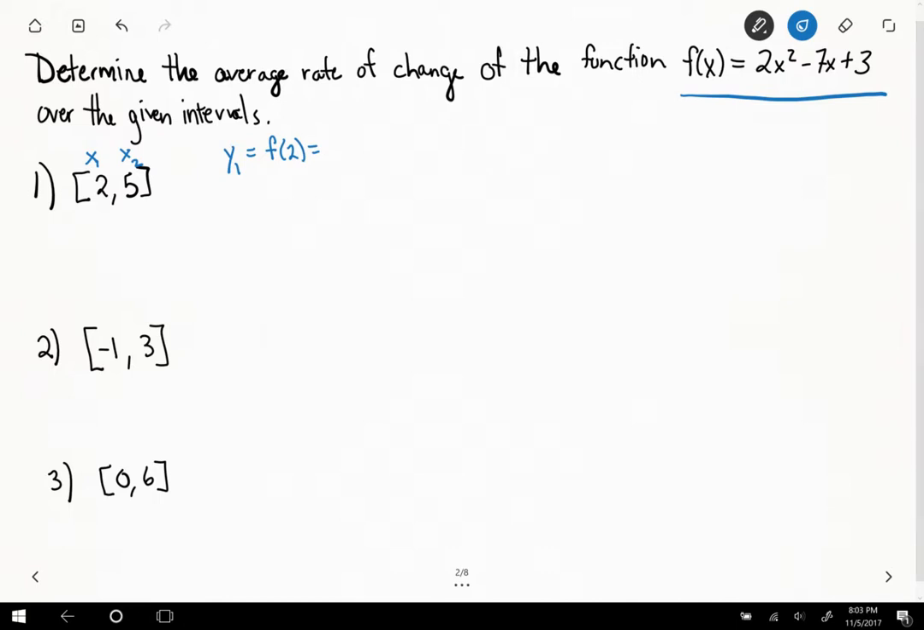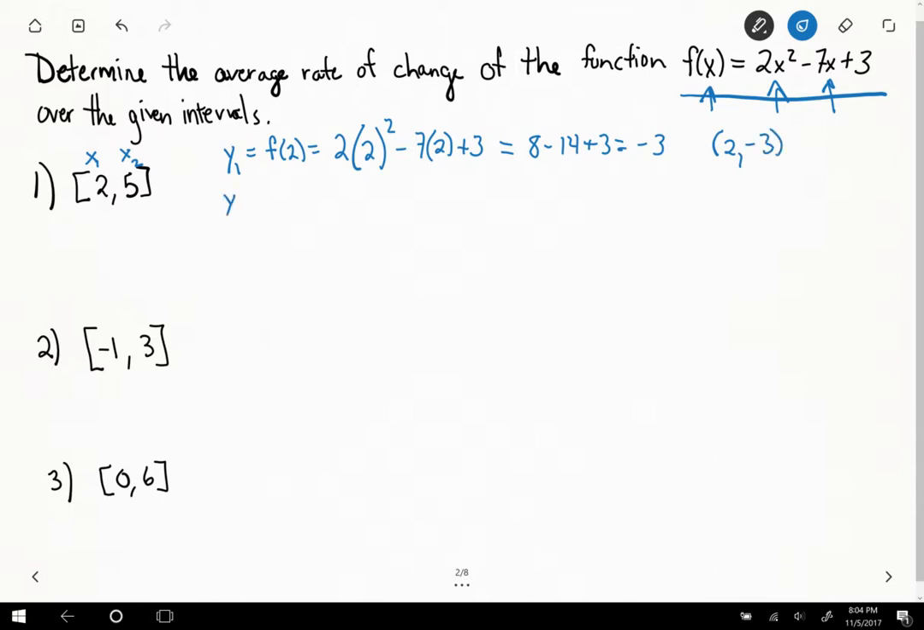Now here's the tricky part for some people, but notice we have f of x. So there's an x here, but that means we got to put a 2 in for that x in those two positions. So we get 2 times, and I'll put it in parentheses, 2 squared minus 7 times 2 plus 3. Okay, so let's figure that out. Well, 2 times 2 squared is 4, and then multiplied by 2 is 8. So you have 8 minus 14 plus 3. So 8 minus 14 is negative 6, plus another 3 should be negative 3. So that means our first point would be 2 comma negative 3.